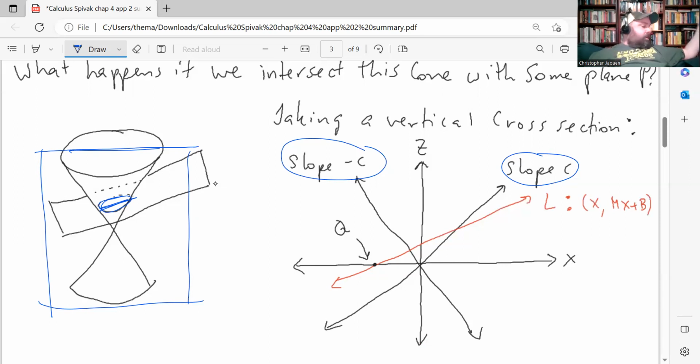Okay, so the line L here, for any point on the line L, has coordinates (x, mx + b), assuming that the line is not vertical. It has some slope m and some y-intercept b.